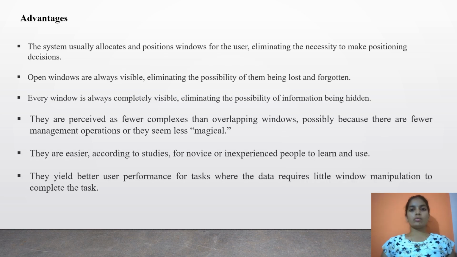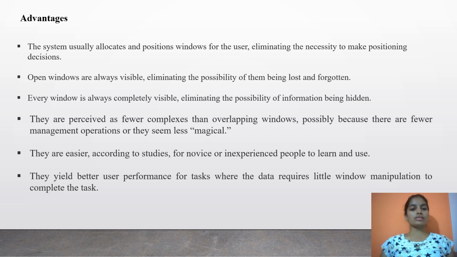Now let us see the advantages and disadvantages of tiled windows. The system usually allocates and positions the windows for the users. So it allocates a specific position, one tile after another tile, for the users, eliminating the necessity to make positioning decisions. Open windows are always visible. Here, an open window is always visible to the user, eliminating the possibility of it being lost or forgotten.